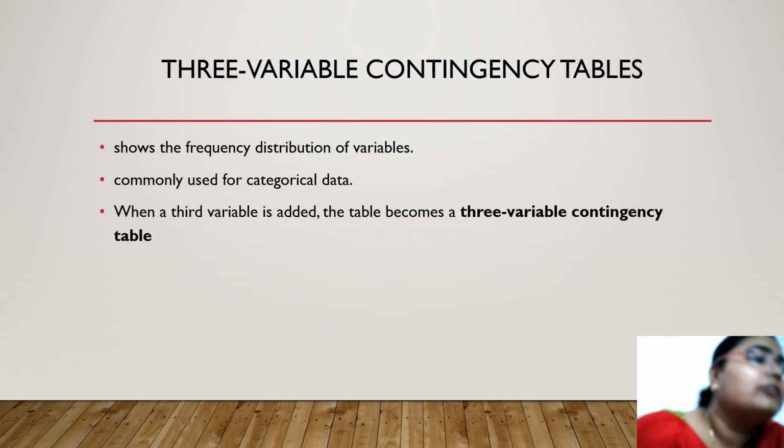Now next is the contingency table. A contingency table is nothing but a table where the frequency distribution of the variables is shown. It is very common for categorical data rather than numerical data. Suppose there is a table where two variables already exist, x and y. Now I am adding another variable, for example x2, which is considered the third variable. Whenever a third variable is added to the contingency table, it becomes a three variable contingency table.